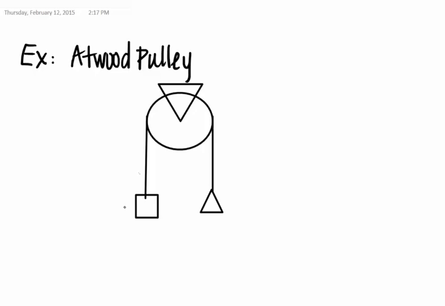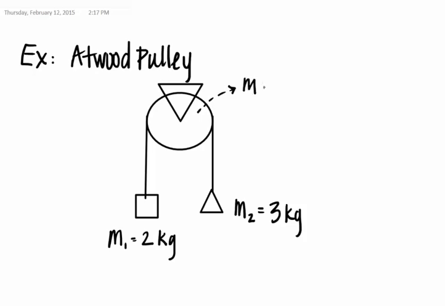So this mass, we're going to call M1, and it's going to be 2 kilograms. This is going to be mass 2, and it's going to be 3 kilograms. Now the pulley is massful, not massless. So the mass of that little pulley, we're going to make it 1 kilogram, and then the radius of the pulley will be 20 centimeters, so 0.2 meters.